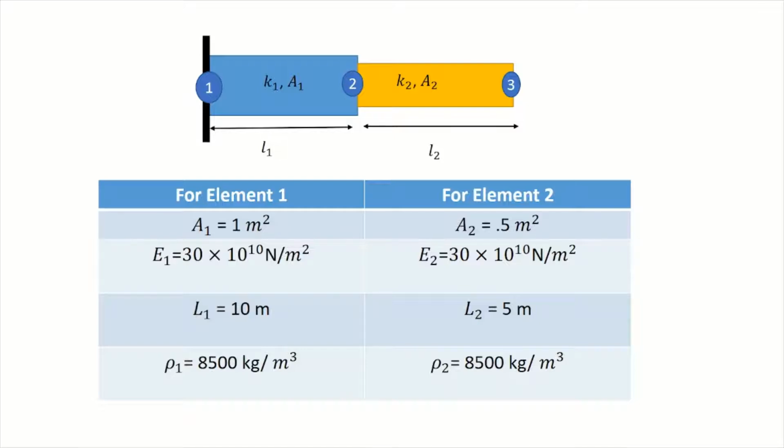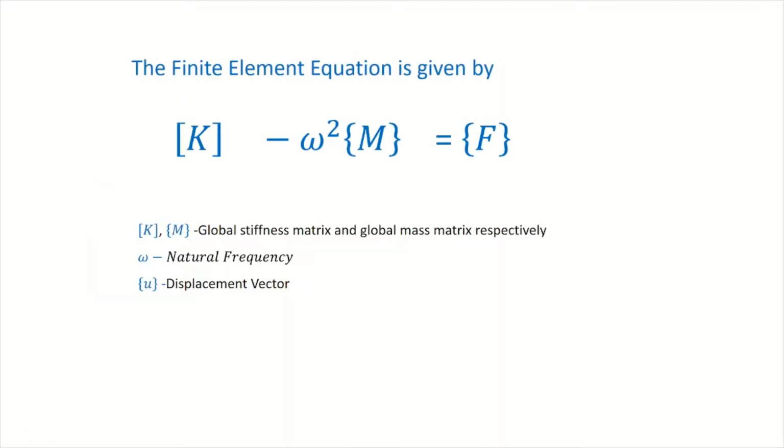Next, what we will do now: this is for element 1, it is given, and this is for element 2. So all the things are given. When you divide into element 1 and element 2, you need to deal with the parameters of each. Now this is the fundamental element equation which you need to understand.